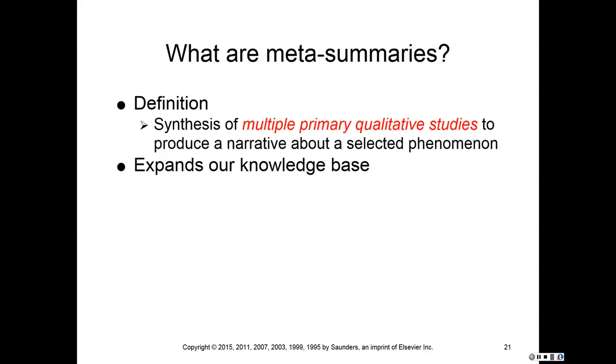Meta-summaries. This is a term that's not used a whole lot, but you need to be aware of it. It's a synthesis of multiple primary qualitative studies to produce a narrative about a selected phenomenon. We have talked a number of times about the concept of hope in elderly patients, or the concept of sorrow in multiple sclerosis patients. So if they're interested in that, a meta-summary would look at multiple primary qualitative studies to produce a narrative about a selected phenomenon. So it expands our knowledge base beyond one study to several studies.